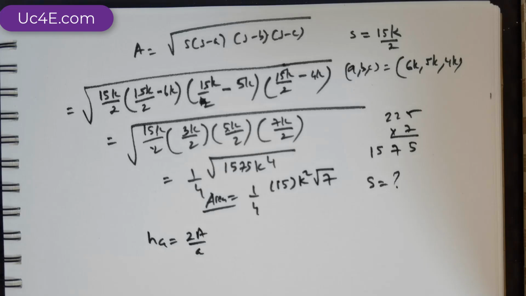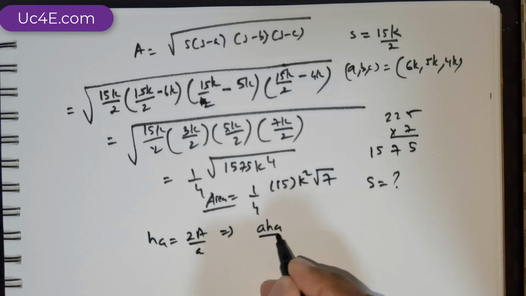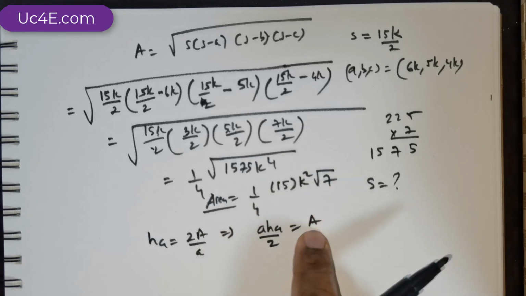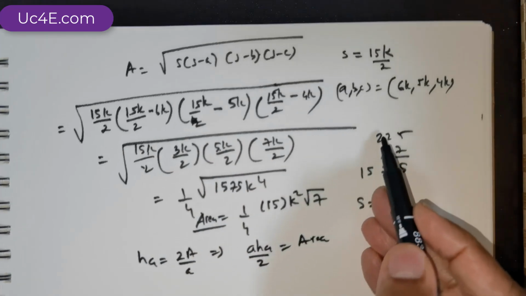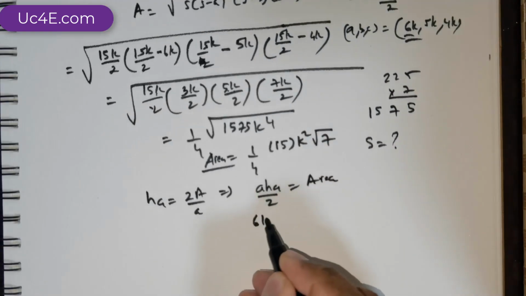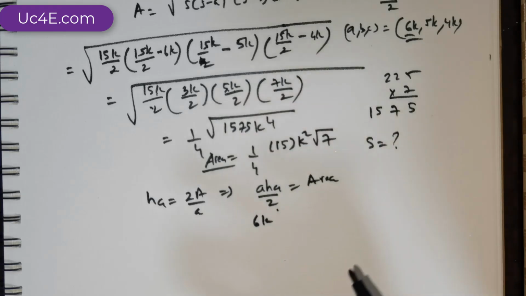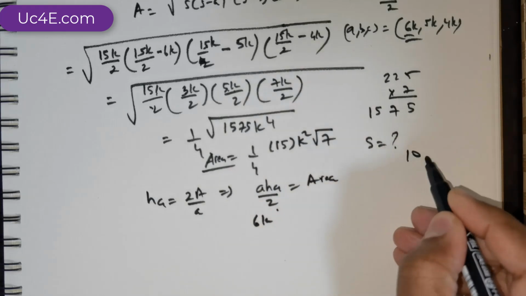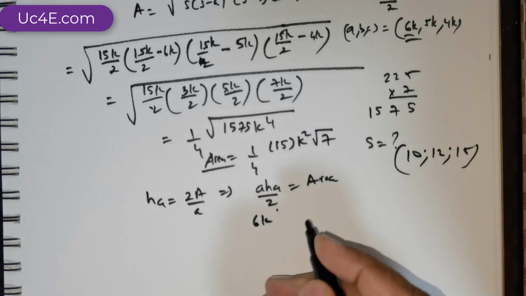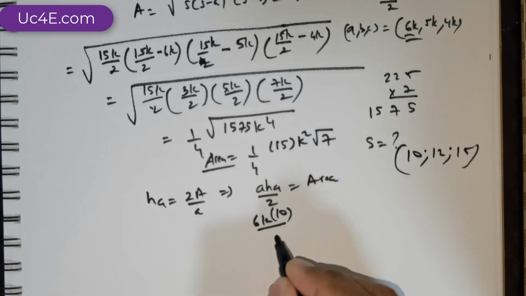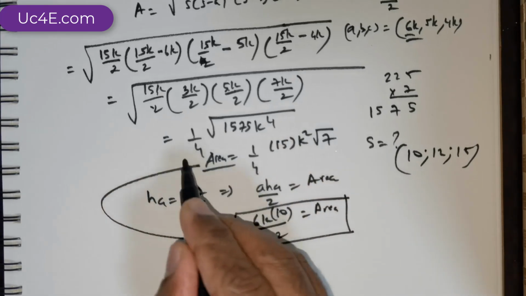Now what I'm going to do is I'm going to rewrite this as a times HA divided by 2 is equal to A, right? That's area. Now my side, let me take this to be 6k, and the altitudes we've been given to be 10, 12 and 15, right? So if I were to take HA to be 10 divided by 2, this is the relationship that I've got.